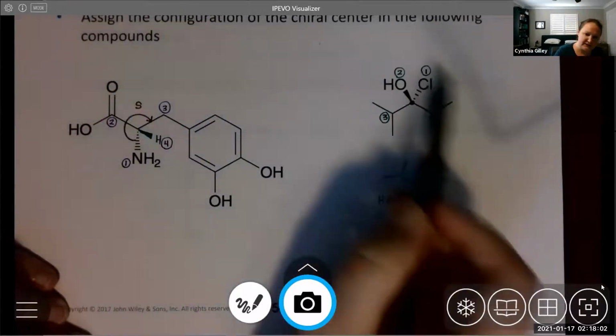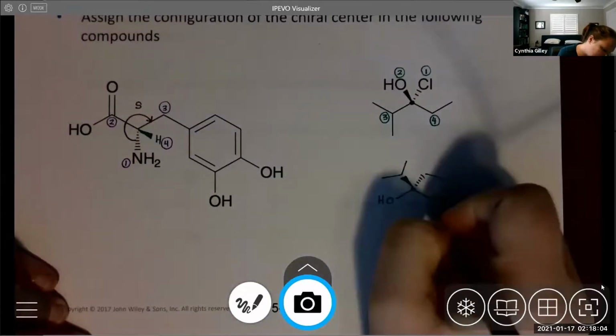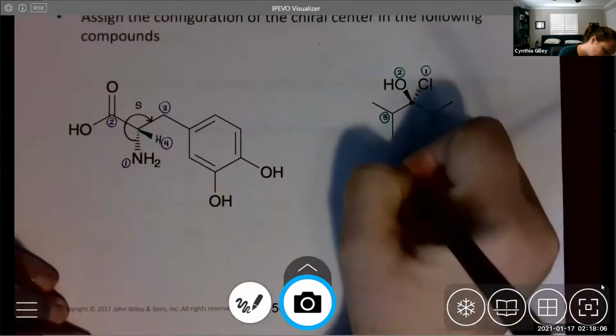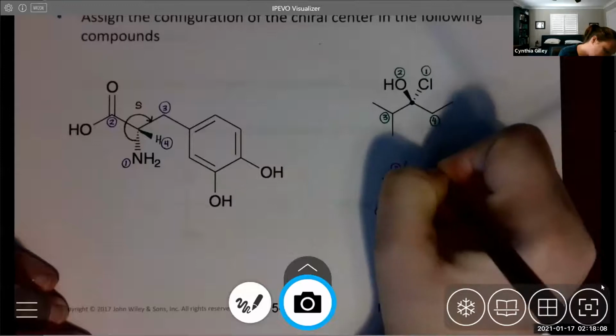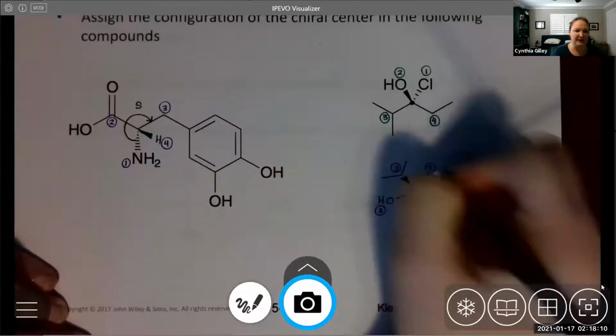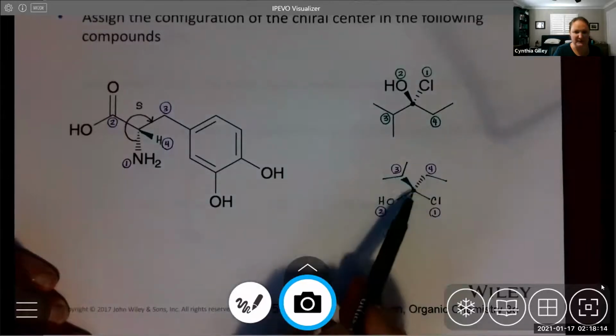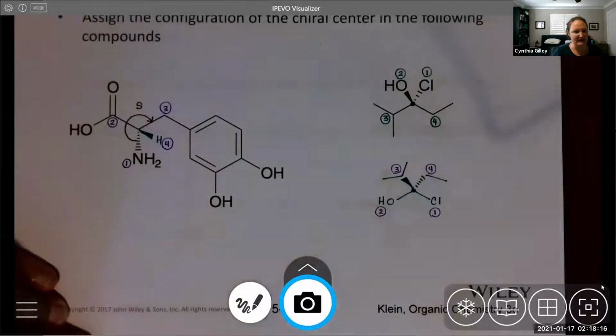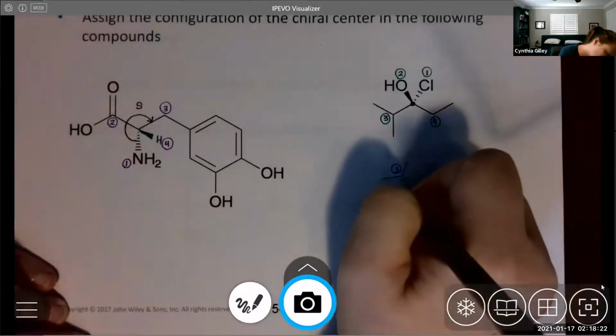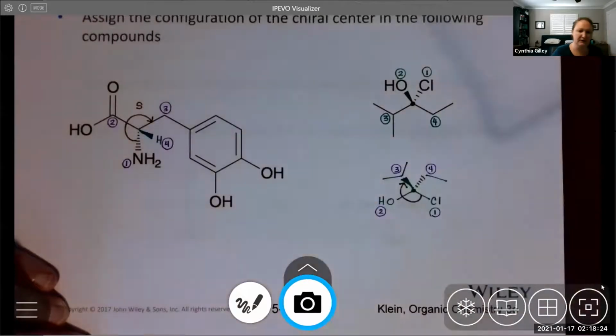The priorities are still the same, right? So it's still 1, 2, 3, and 4, just as we had figured out before. But now it's much easier because my 4th priority group is in the back where I ideally want it to be. So I'm going to draw a line from 1 to 2 to 3, ignoring 4, right?